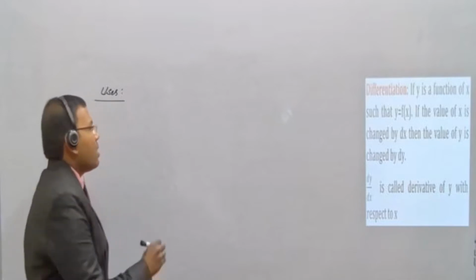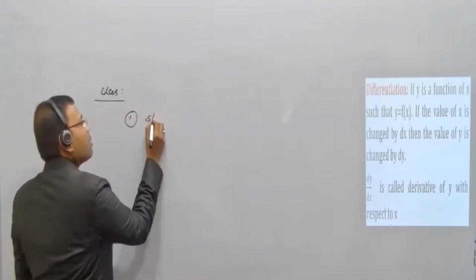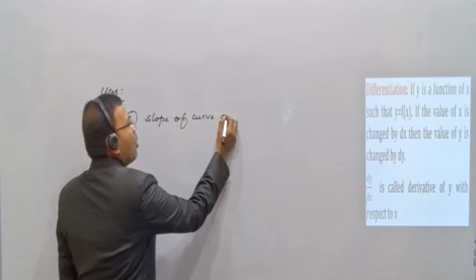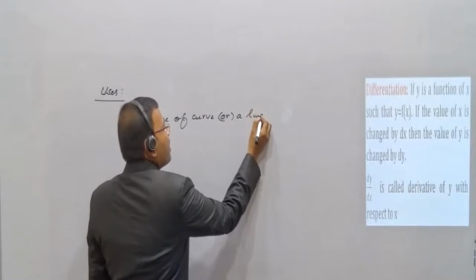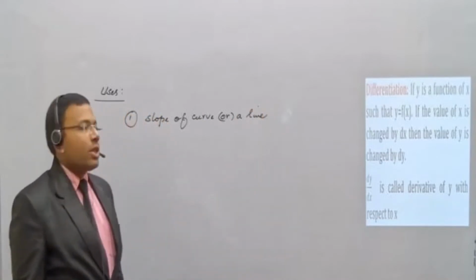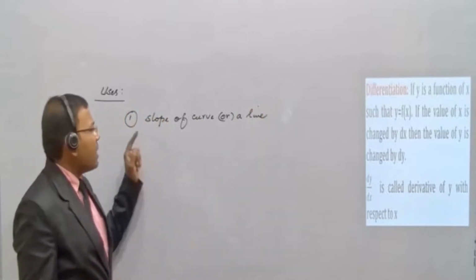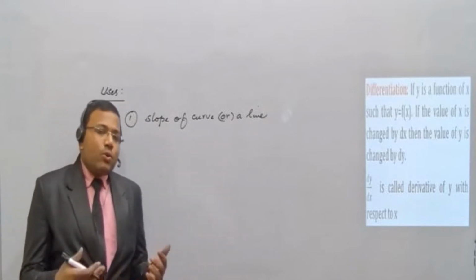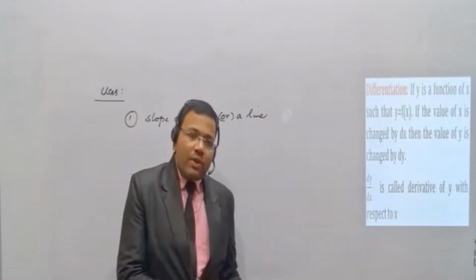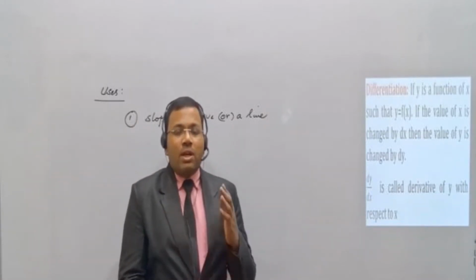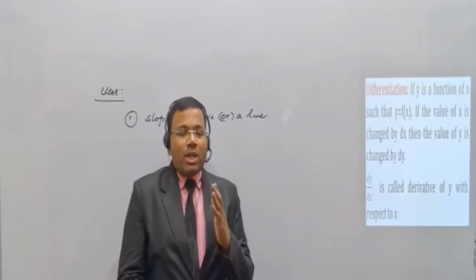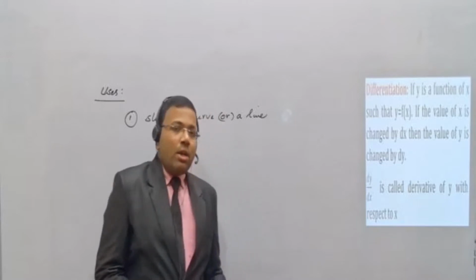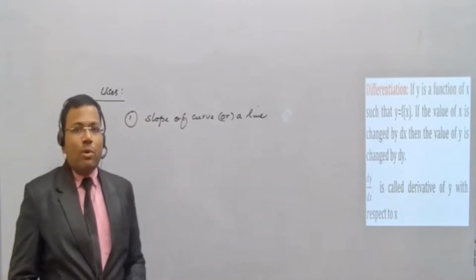So first use, we can find the slope of a curve or a line. Slope of a curve or a line we can find by using the concept of differentiation. It is very useful to find the slope of a line as well as the slope of the curve. So what is the use of finding the slope of the line or the curve in physics? Because in physics, when the curves are given, you must be in a position to say what is the slope of the curve at a particular point. That is also a very important thing. So here, the differentiation concept we are using to find the slope of the curve or the slope of the line.